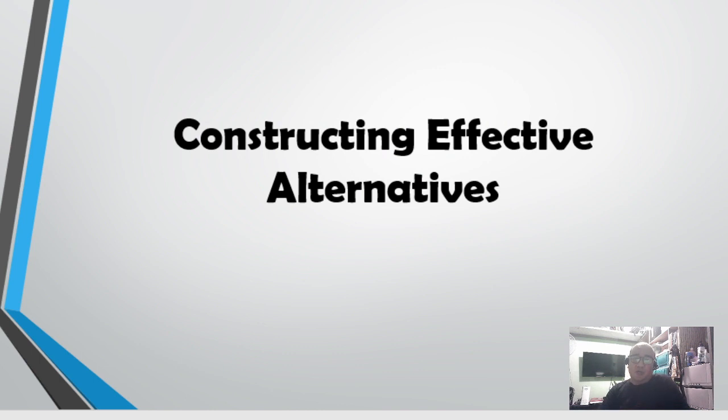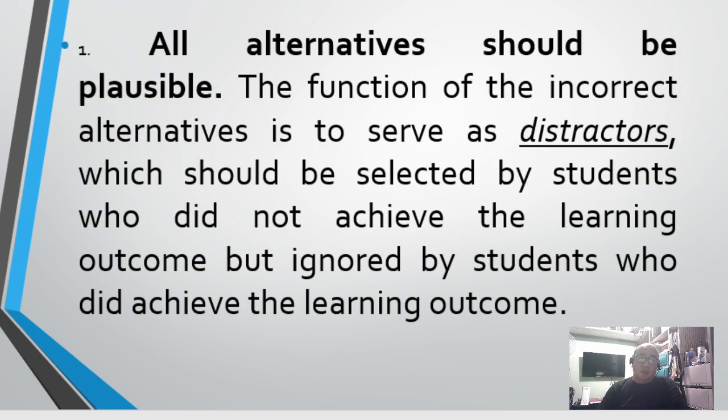Now, how do you construct effective alternatives? All alternatives should be plausible. The function of the incorrect alternatives is to serve as distractors, which should be selected by students who did not achieve the learning outcome but ignored by students who did achieve the learning outcome. So see to it that all alternatives should be related to each other so that students would not be confused in selecting the best answer.